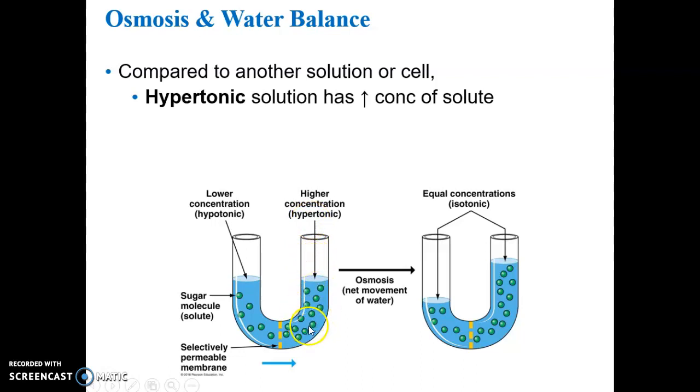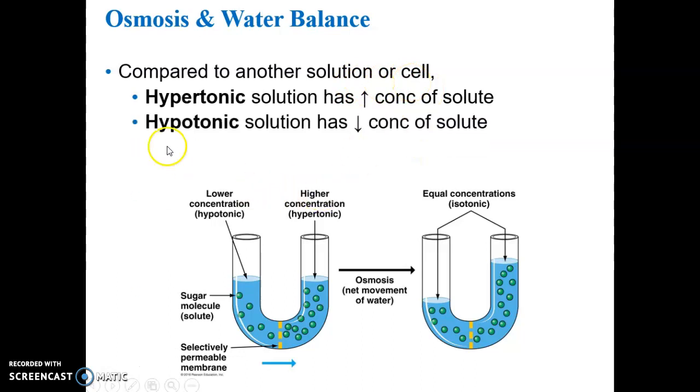It's a solution that has a higher concentration of solutes relative to what's here on the left or to a theoretical cell. Okay? Think of hyper as being elevated. Like you give a kid sugar, they're going to be hyper, right? Higher concentration of solutes relative to something, usually a cell. The opposite, hypotonic solution, has a lower concentration of solute.